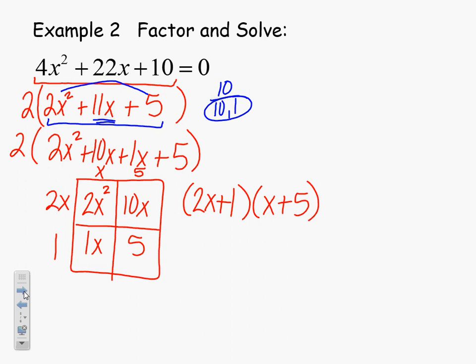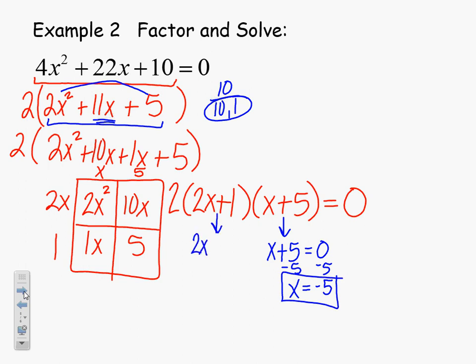And remember the 2 that we divided out initially? He's still in front here as well. And all of this is still equal to my 0. That was an equation that we started with. And remember, the zero product property says, go ahead and set each factor now equal to 0. So x plus 5 equals 0. If I solve this, I get a solution of -5.